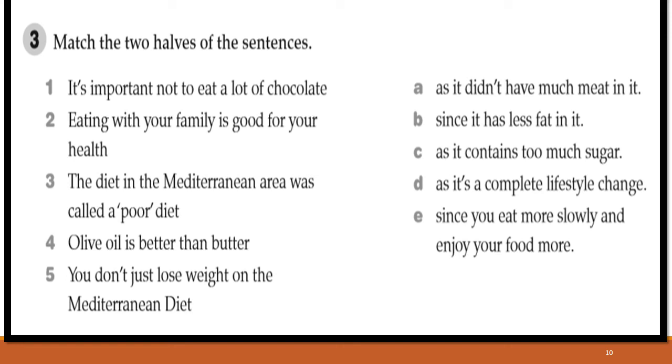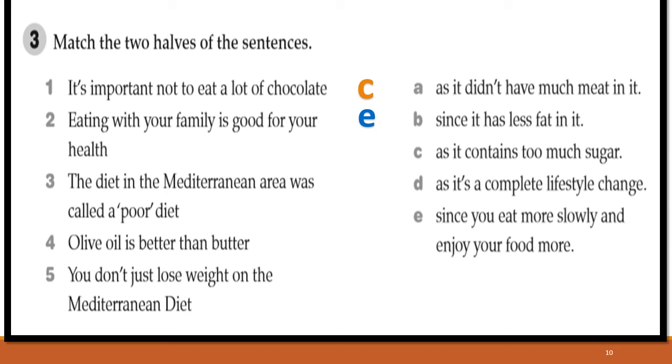Number 1, it's important not to eat a lot of chocolate. Why? Exactly. As it contains too much sugar. Chocolate has much sugar, so this is the reason. Don't eat a lot. 2. Eating with your family is good for your health. Why? Since you eat more slowly and enjoy your food more with your family.